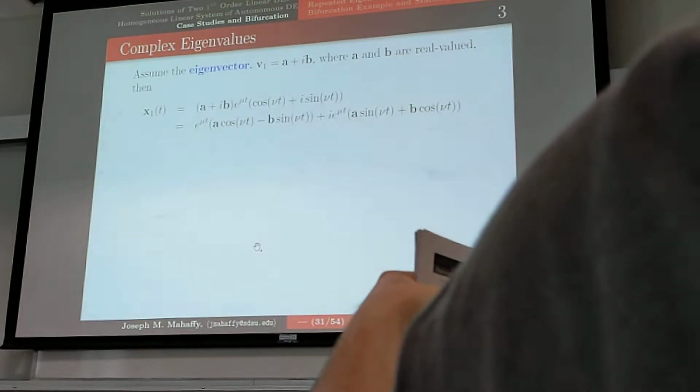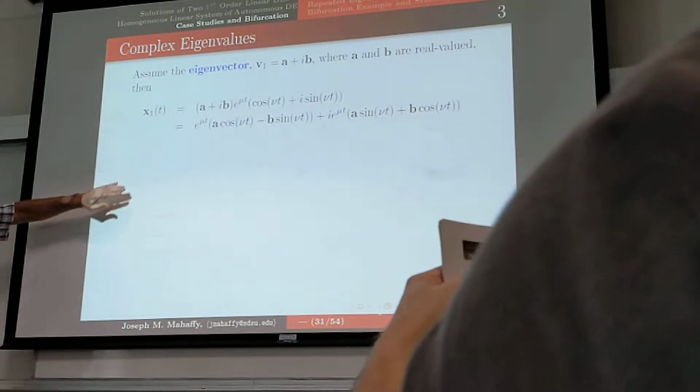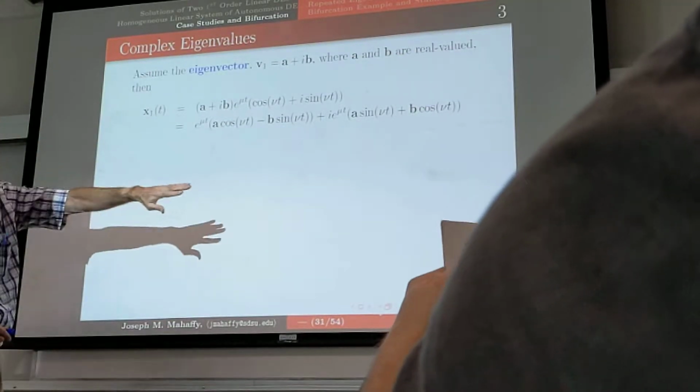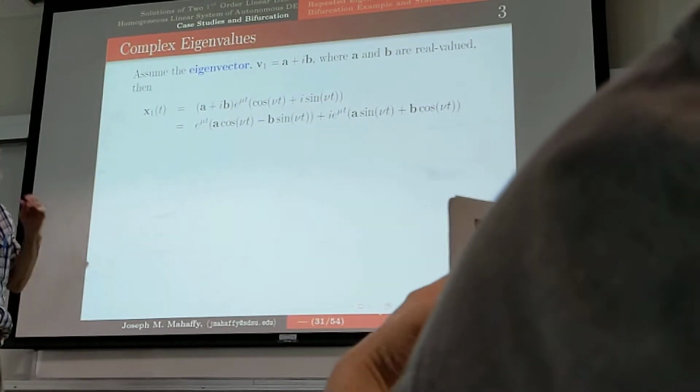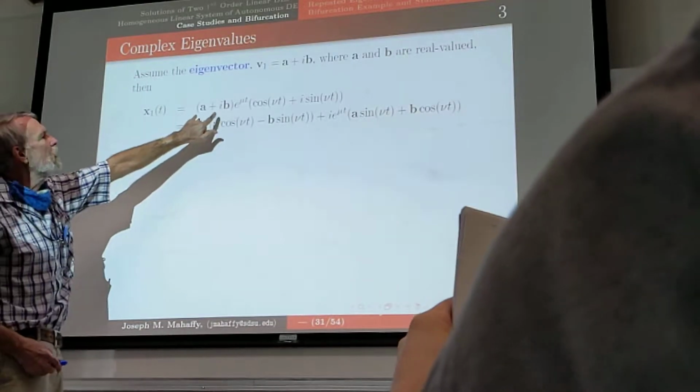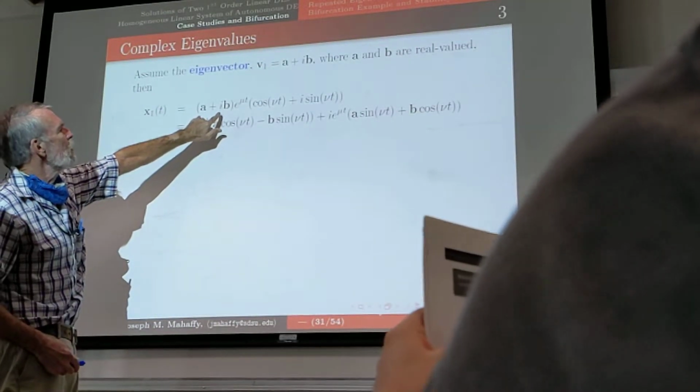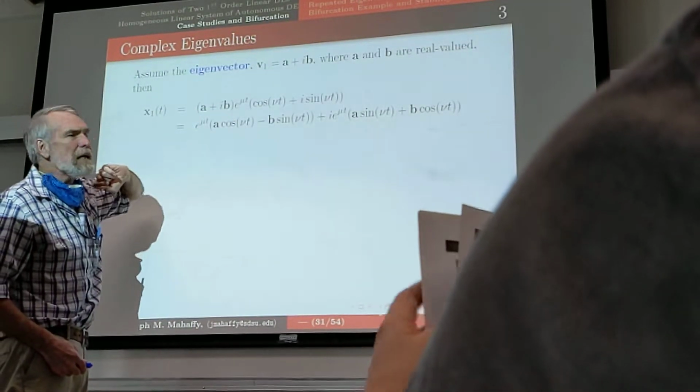So if we look at my x1, there's my eigenvector here, a plus ib.